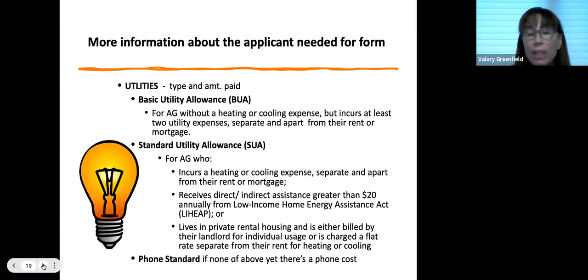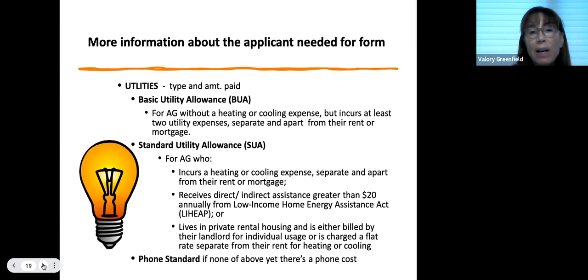Now, a word about utilities. You don't get to take the actual amount of your utilities. If you have heating or cooling, you get the standard utility allowance, and that incorporates everything, phone and every other utility you might have.